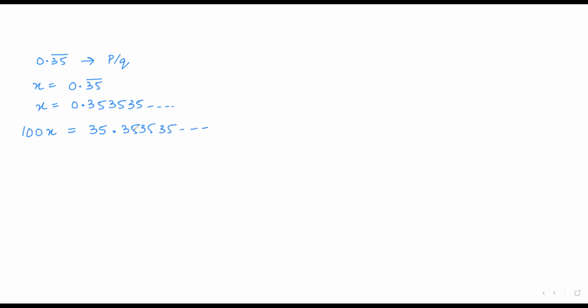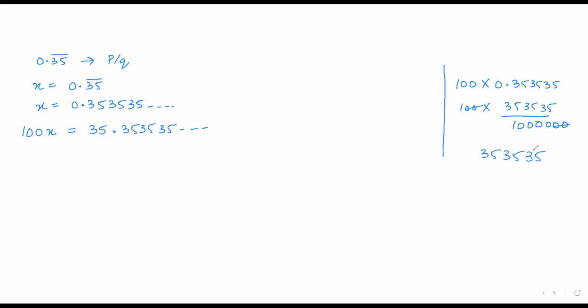Yes, ma'am. This you can check if you have any sort of confusion. So if you multiply this by 100, let's say this 0.353535, right? Now you remove the decimal. So 100 into 35, 35, 35 and divided by 6 zeros: 1, 2, 3, 4, 5, 6. So 2 zeros will get cancelled out. Then you have only 4 zeros. So 35, 35, 35. Now after 4 places, 1, 2, 3, 4, you will put a decimal here. Right?